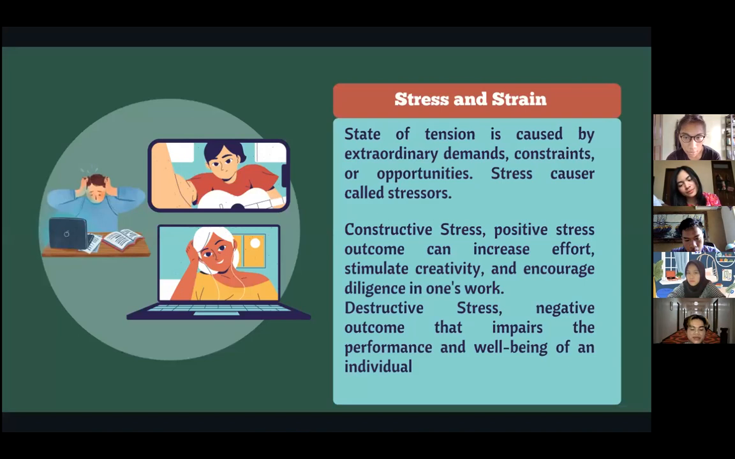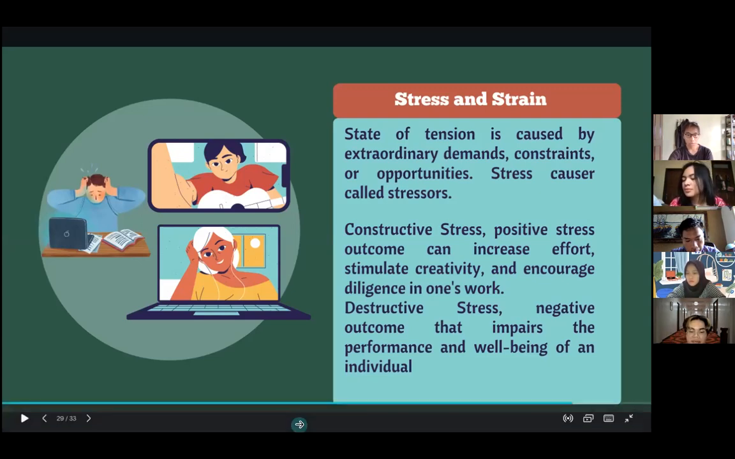So closely aligned with emotions is stress and strain, or the state of tension is caused by extraordinary demands, constraints, or opportunities. And also what causes stress called the stressors. So the stress come with the constructive and the destructive effect. The first is constructive stress, which is the positive stress outcome can increase effort, stimulate creativity, and encourage diligence in one's work, whereas the destructive stress is the negative impact or outcome that impairs the performance and well-being of an individual. Next, please.